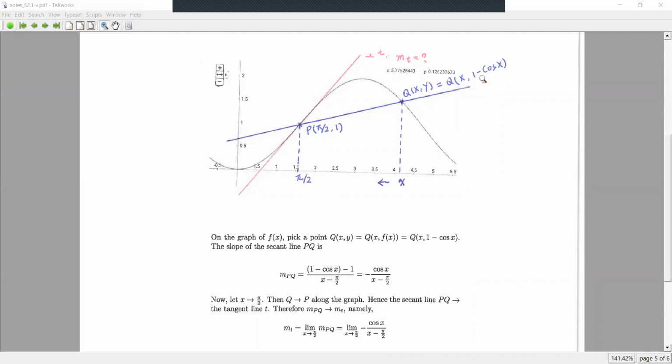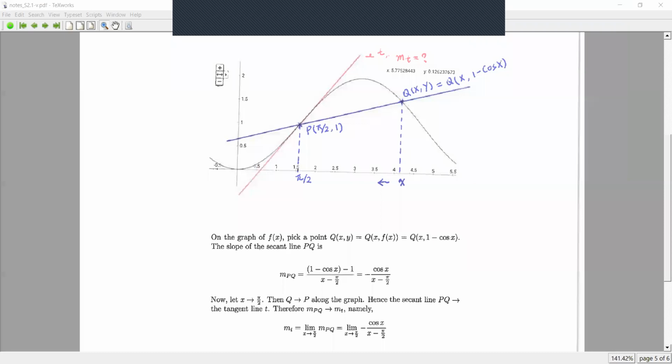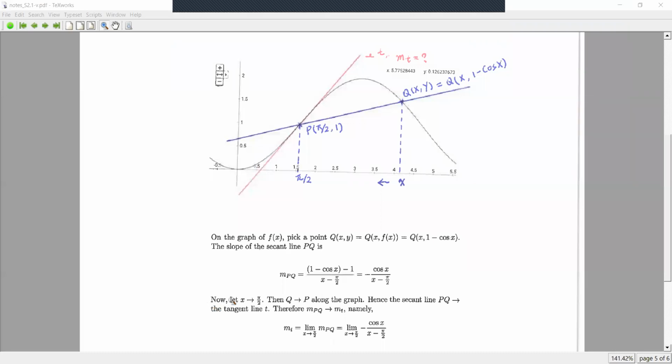y2 is 1 minus cosine of x. y1 is 1. x2 is x. x1 is pi over 2. Cancel the number 1, then we have this. This is the slope of the line PQ. Now we apply a limiting process to obtain the slope of the tangent line. We let x approach pi over 2. x is here, pi over 2 is here. Now we move x toward pi over 2.